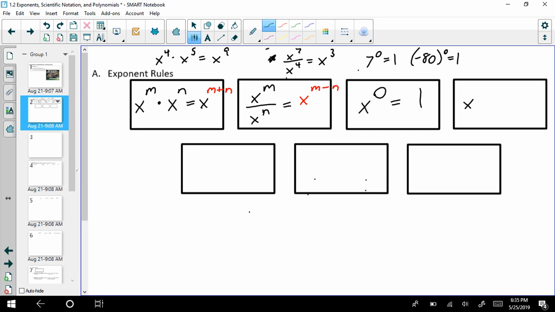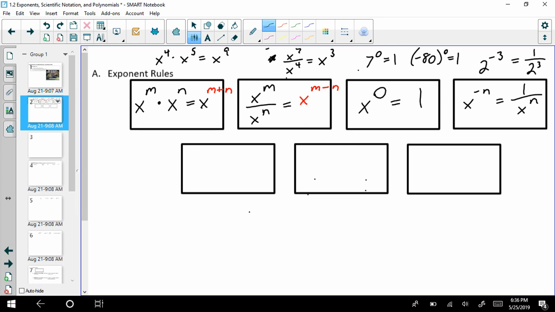Another rule we're going to run into is, what if the exponent is negative? Mathematically, that is the same thing as moving it to the other side of the fraction, but it turns positive. Right now it is up in the numerator, so moving it turns it positive. For example, 2 to the negative 3 is the same thing as 1 over 2 to the positive 3.